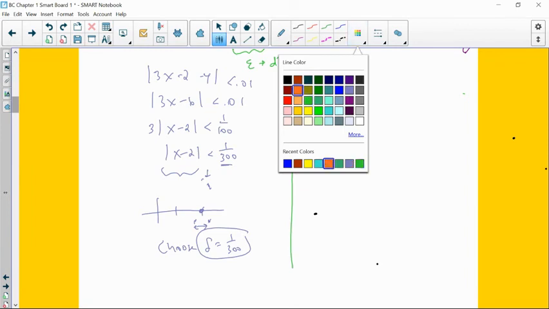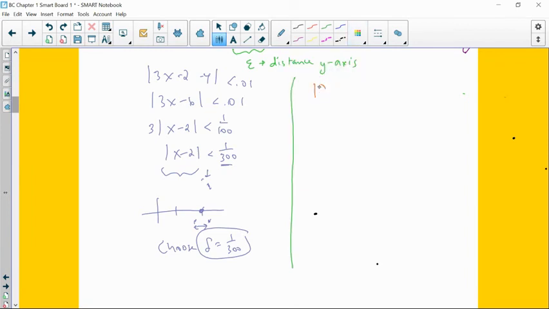So if you want your function to be within epsilon of 4, for any given epsilon, the process is the same. You'd say |3x - 2 - 4| is less than epsilon, or |3x - 6| is less than epsilon. Factor out the 3, divide it over, and you get |x - 2| is less than epsilon over 3, and there's your delta. So choose delta equal to epsilon over 3.